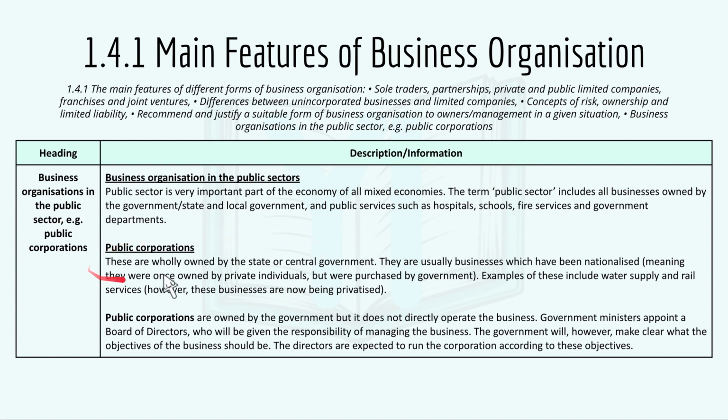Public corporations. These are wholly owned by the state or the central government. They are usually businesses which have been nationalized, which means they were once owned by private individuals but were purchased by government. Examples of these include water supply and rail services. However, these businesses are now being privatized. And privatized is basically the opposite of nationalized.